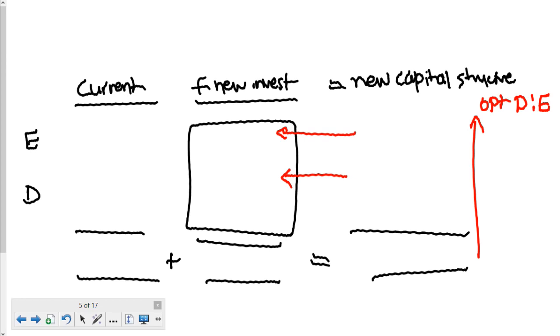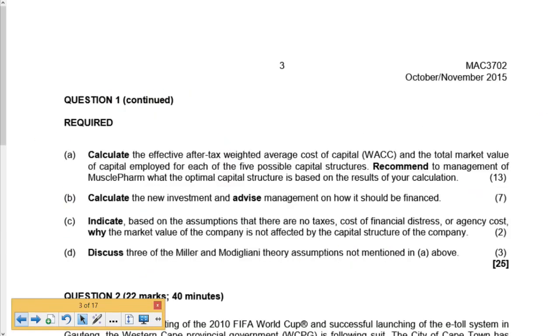That's what they're asking. So for 7 marks, and you can see often the issue is not that you don't know how to do the calcs, but that you don't understand it from the question, isn't it? So this question, the second one, B, says calculate the new investment and advise how it should be financed. Then C is a bit of theory, and D is a bit of theory. C, indicate, based on the assumptions that there are no taxes, there's no cost of financial distress, there's no agency cost, why the market value of the company is not affected by the capital structure of the company, right?